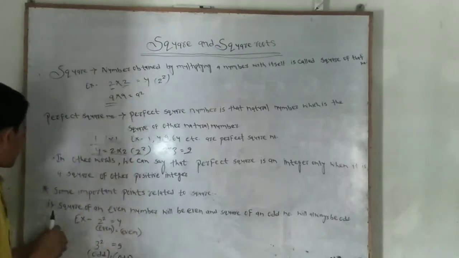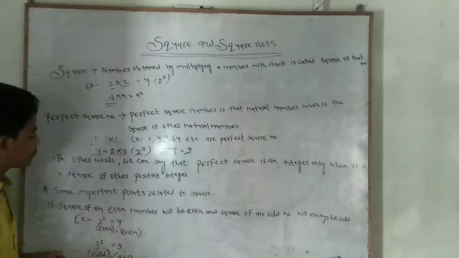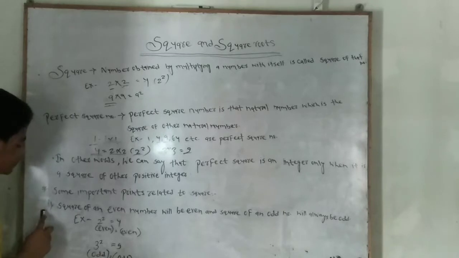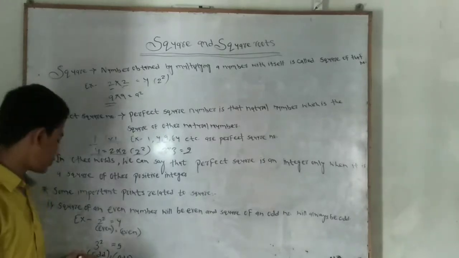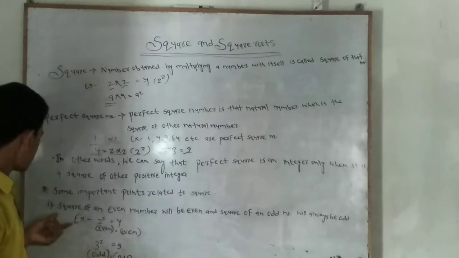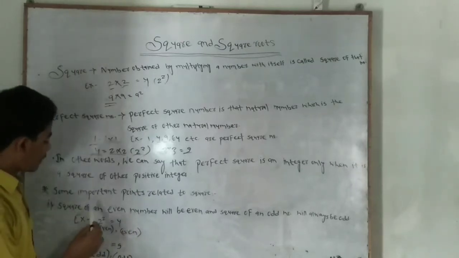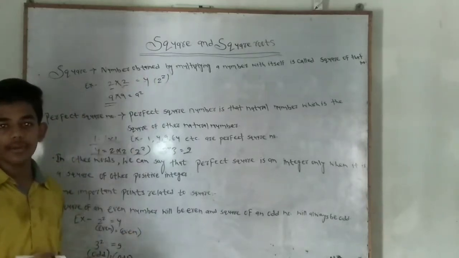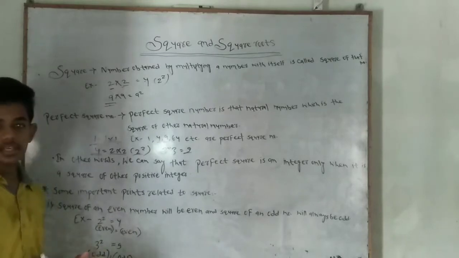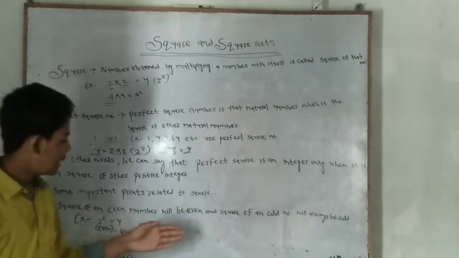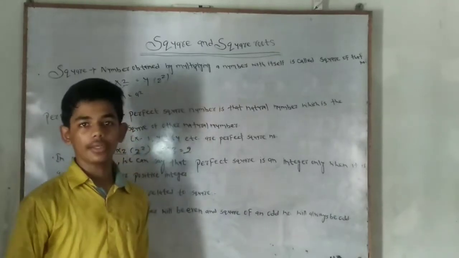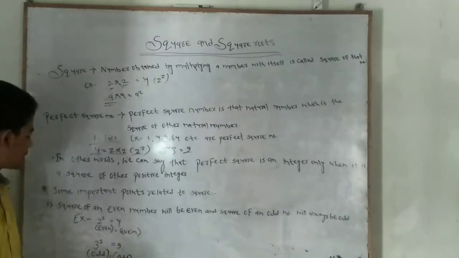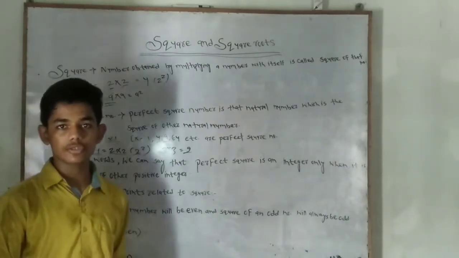Now the next point I am going to teach is some important points related to squares. There are some points related to squares, and we have to learn what they are. The first is that the square of an even number will be even. It means if I find the square of an even number, the result will be even. And the square of an odd number will be odd. If I find the square of an odd number, then I will get a result that is also odd.